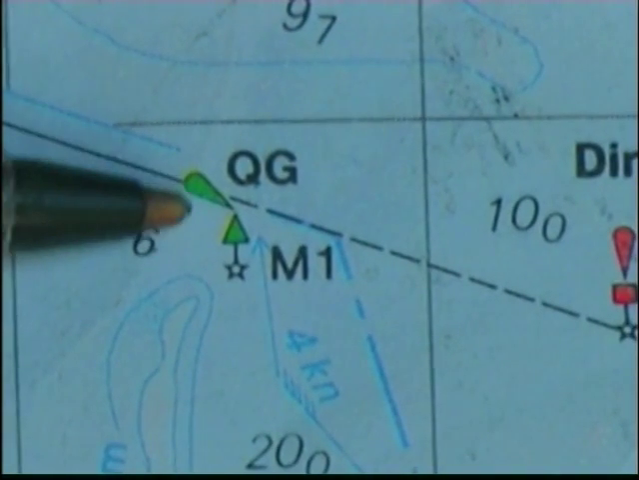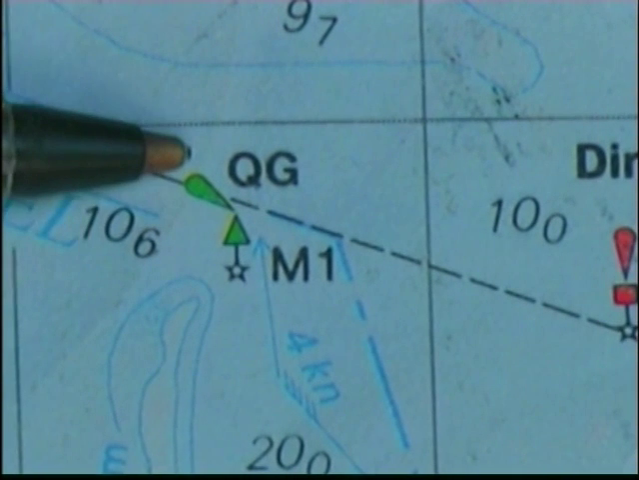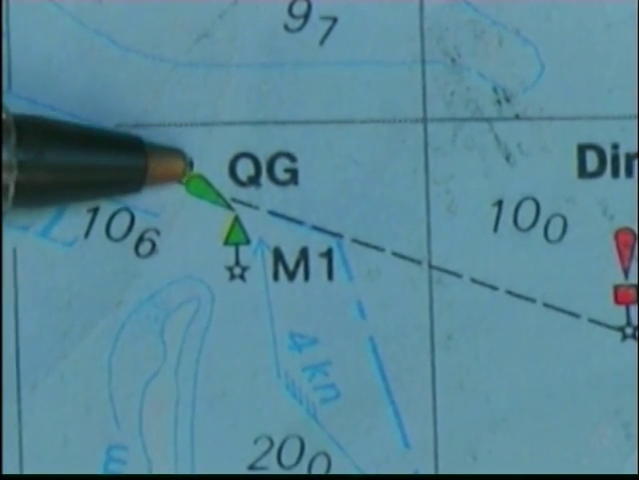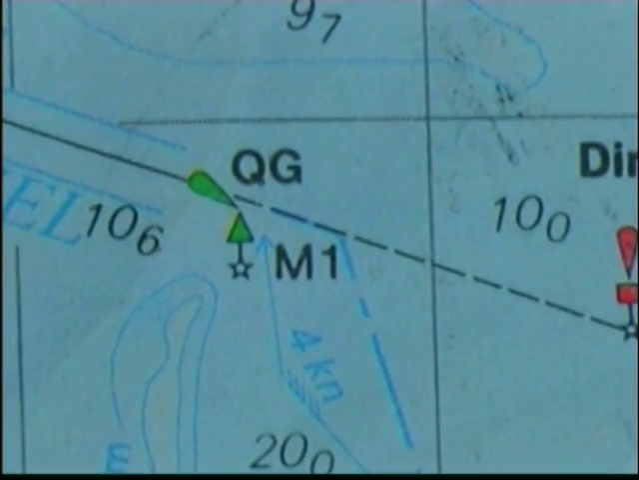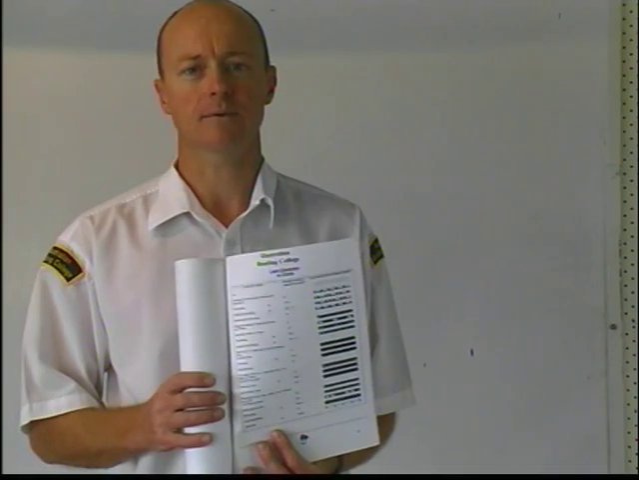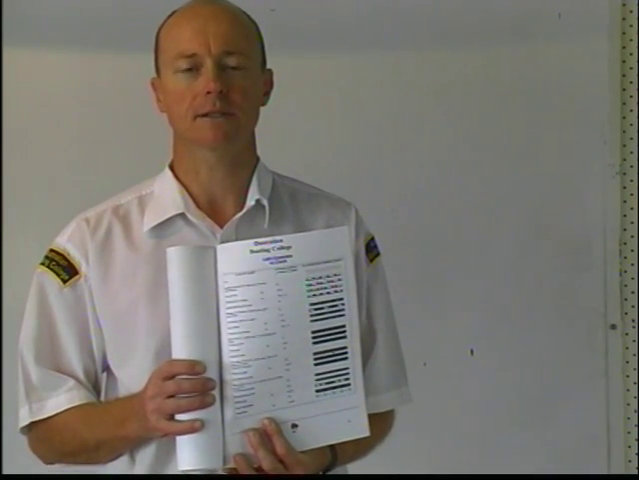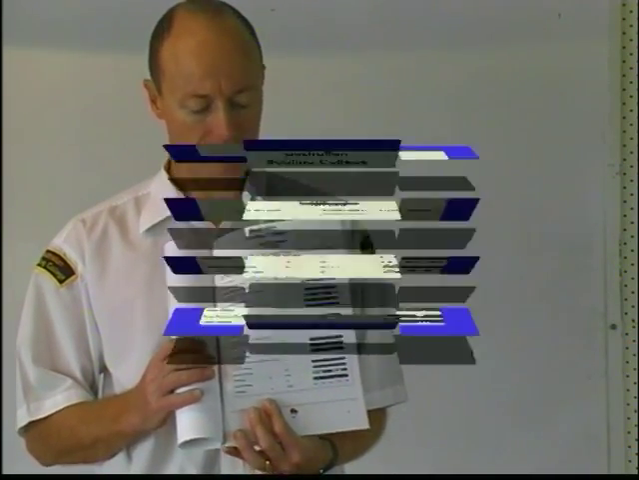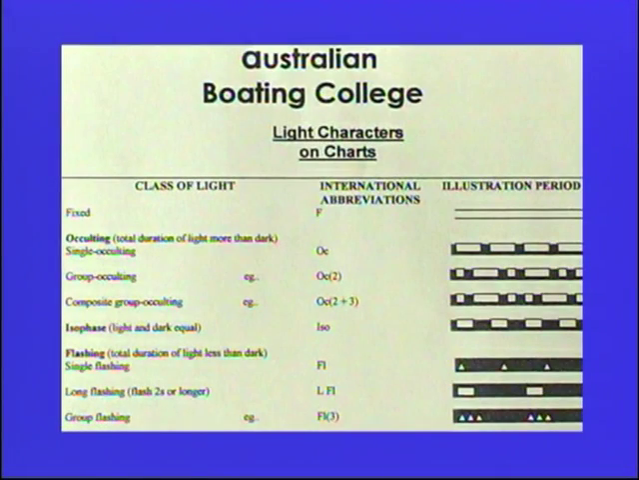Here's a starboard marker. You can see it's got a green teardrop, which indicates a green light. The bold print says QG. Q stands for quick, so it's saying quick green. And what does quick mean? Well, to work out what quick means, what you really need is a table which explains all the different light sequences. There's quite a number of them. We'll go through the most common ones now.